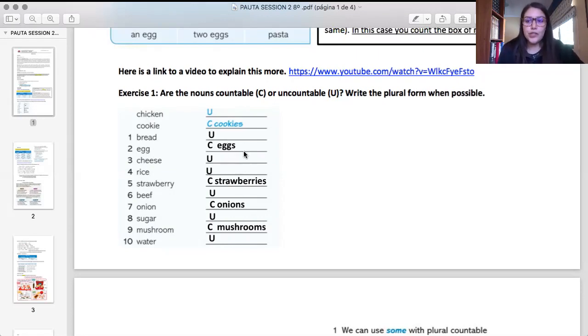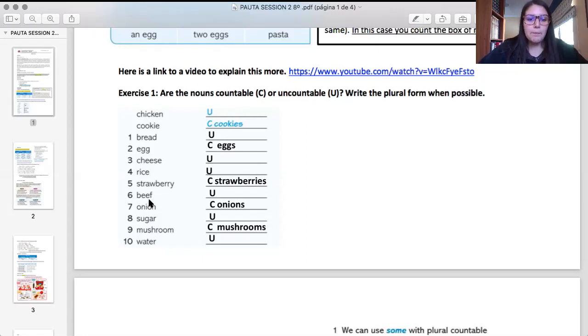Number 3, cheese. Cheese is uncountable. We have to weigh the cheese in grams. So it's a unit and we eat pieces of cheese. Number 4, rice also is a unit. We don't count every grain of rice. We just eat rice. 5, strawberry, countable. We can eat 2, 5, 3 strawberries. That's the plural form. Remember, when it ends in consonant and Y, we change the ending for IES.